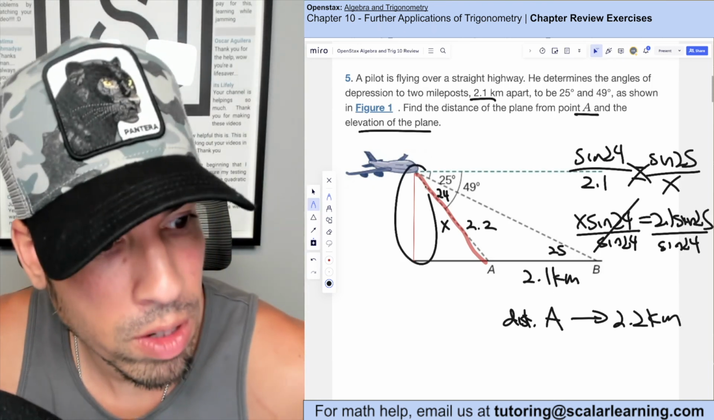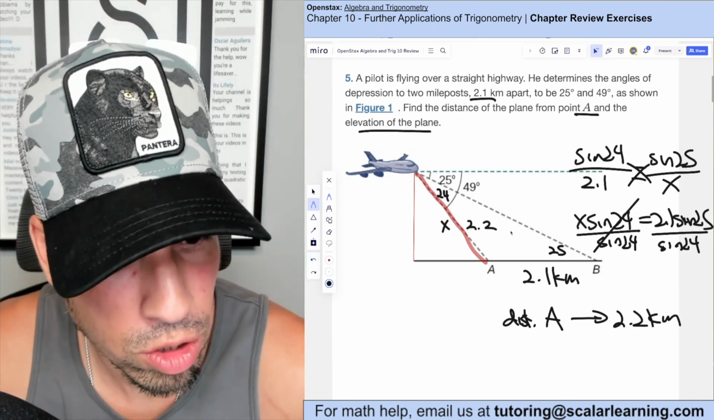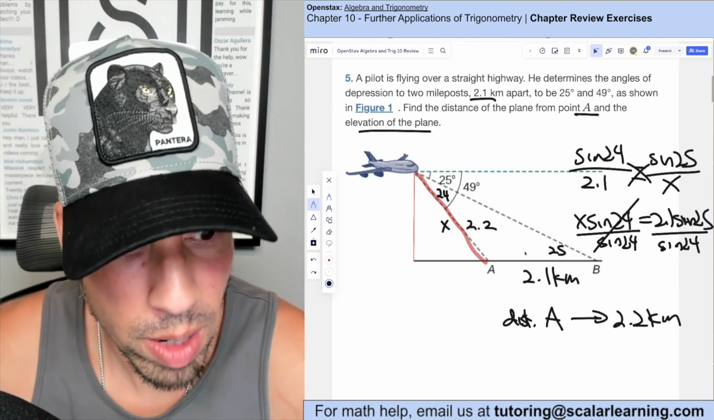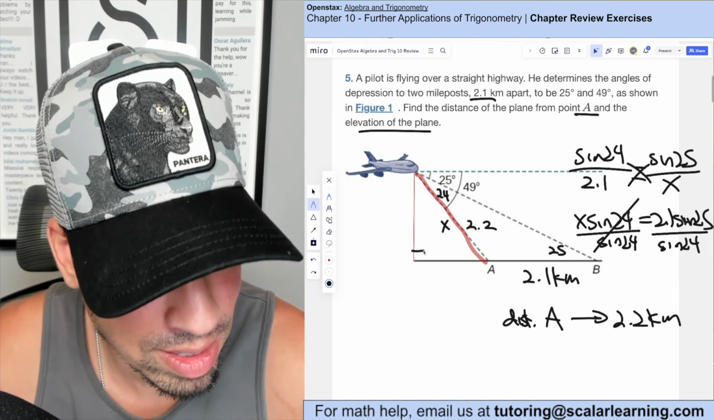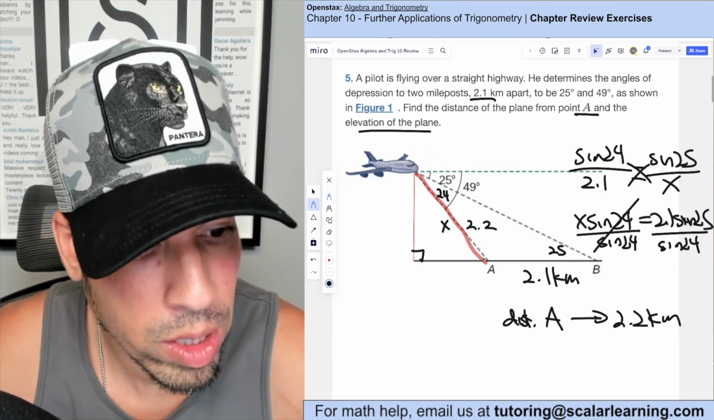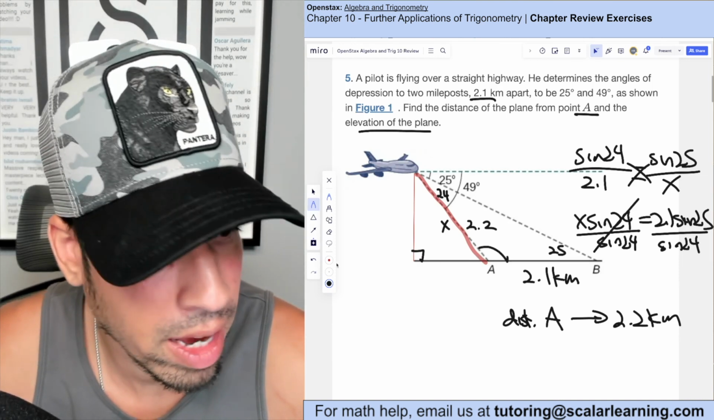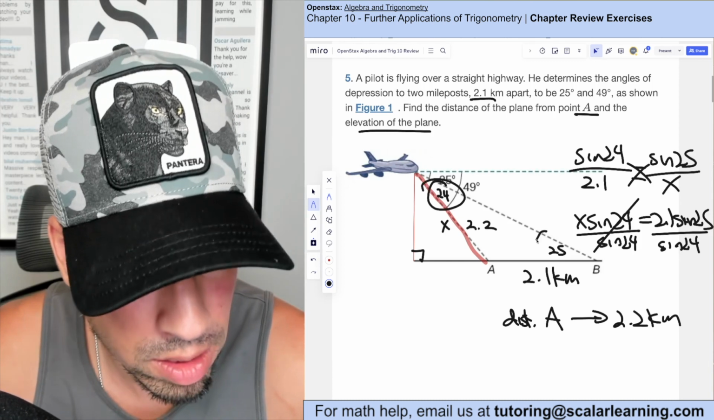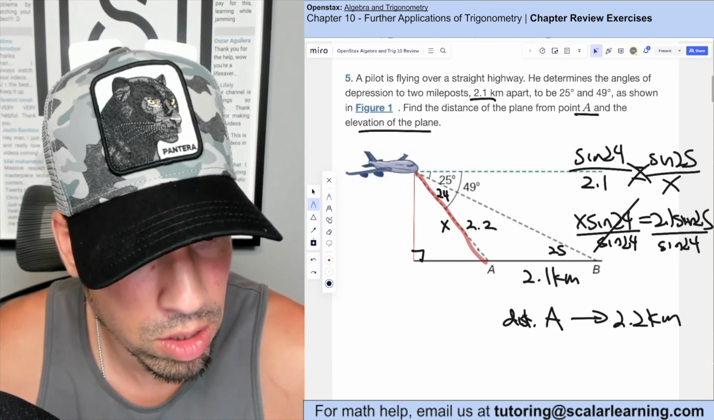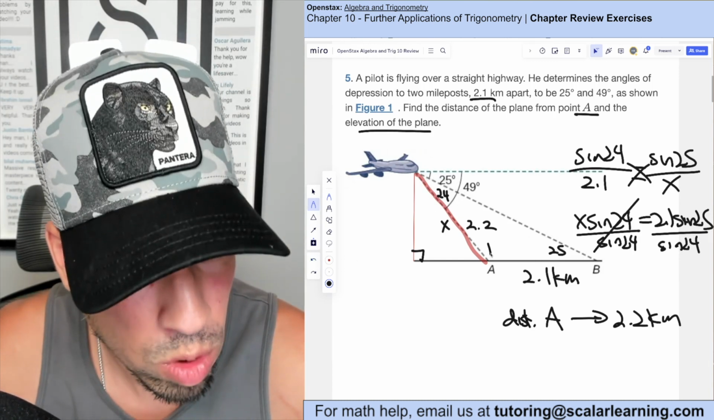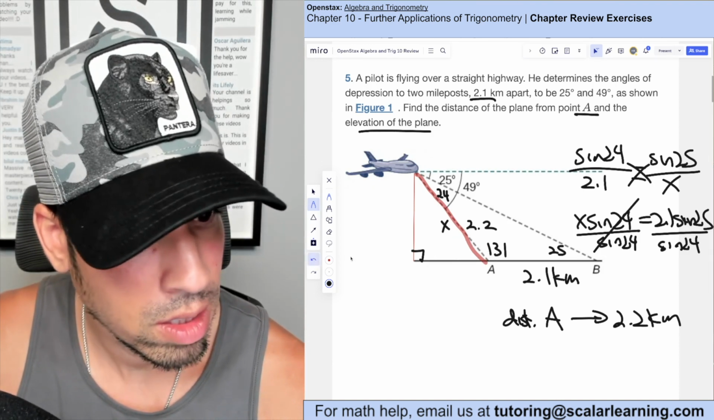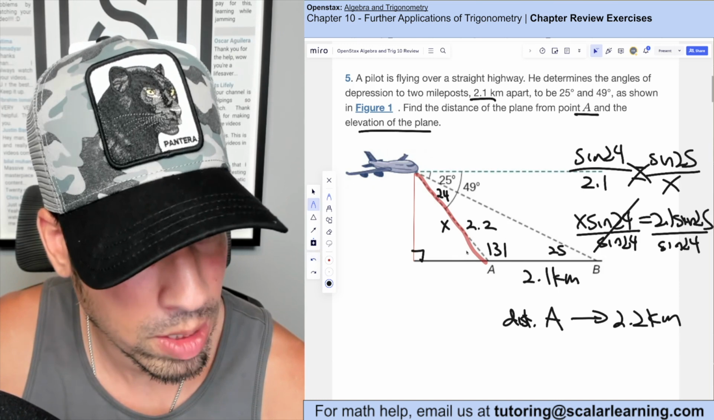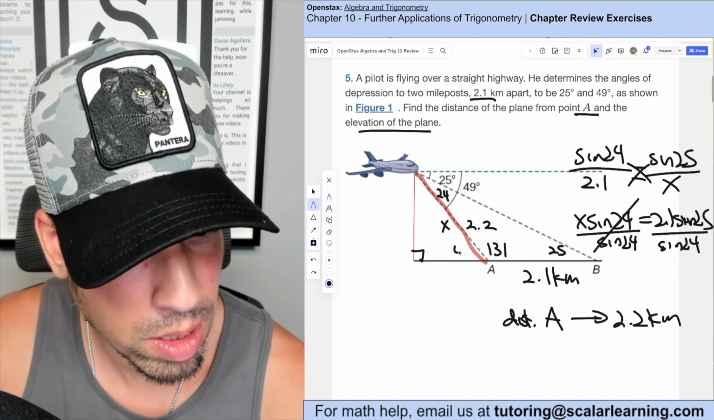And now we need to figure out the elevation, that vertical distance. We've got some other information here, right? We've got this little triangle in here. We know this side is 2.2, and we know this side is 90. We also know that this angle is 180 minus these two together, aka 180 minus 49, which is 131. That gives us this angle, because this is 180 degrees, which means this angle in here must be 49.